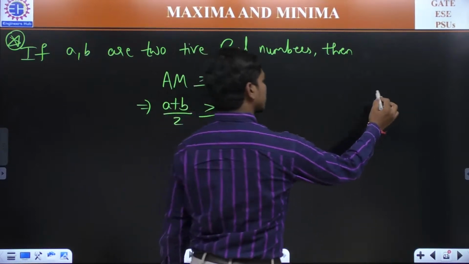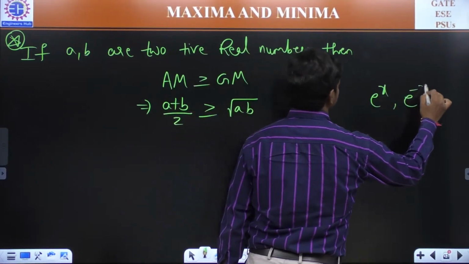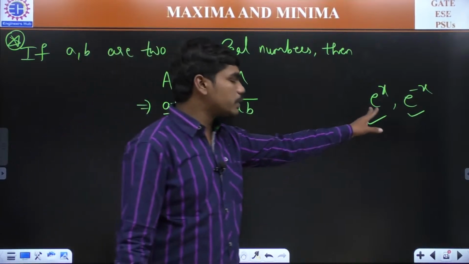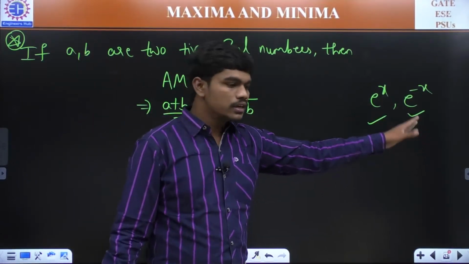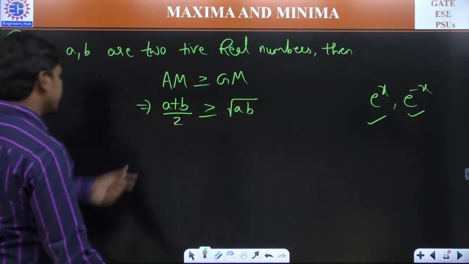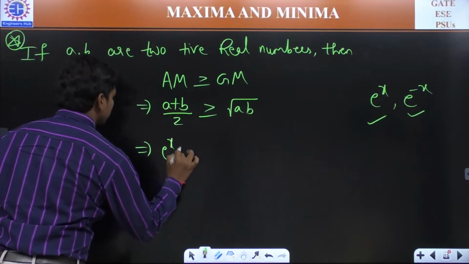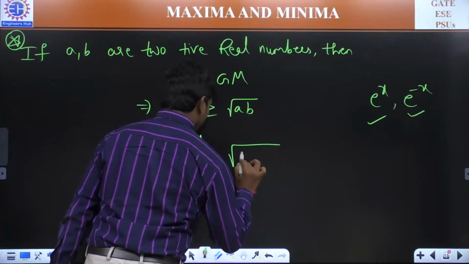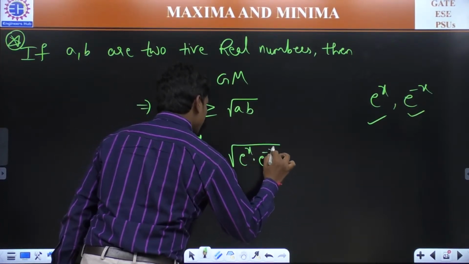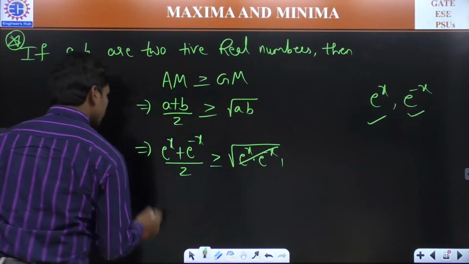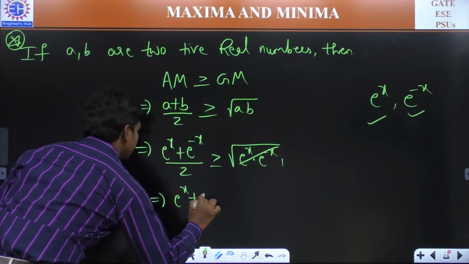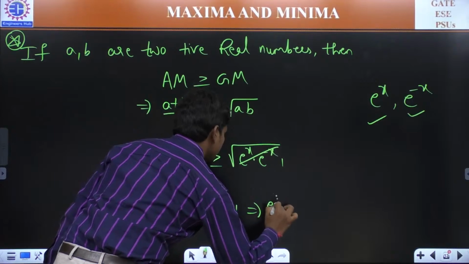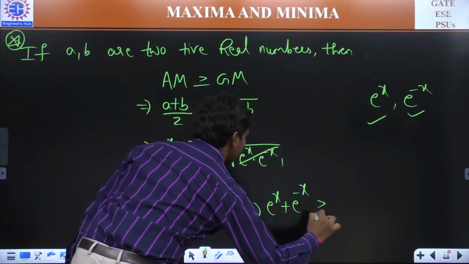Now, if you take these two functions, e^x and e^(-x), both are positive values for any value of x, correct? These exponential functions will never be negative. So if you apply these two functions here, we get (e^x + e^(-x))/2 is always greater than or equal to the square root of e^x times e^(-x). And you know, the value of this is 1. So (e^x + e^(-x))/2 is always greater than or equal to 1, which is the same as e^x + e^(-x) greater than or equal to 2.